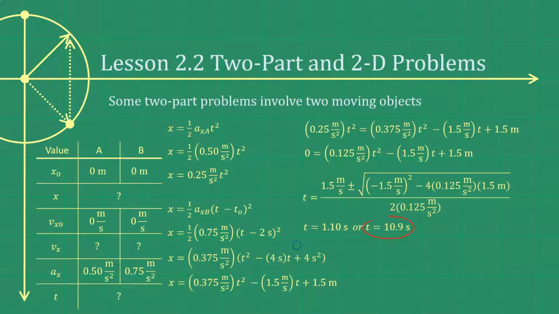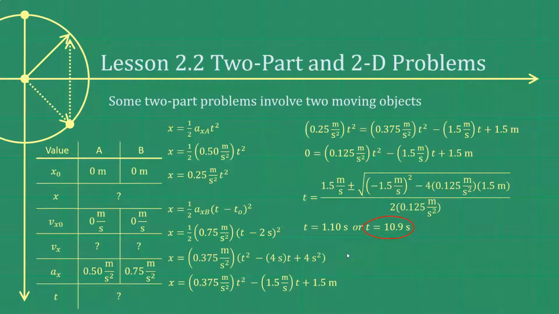Now you probably remember that I had that graph that showed that these two parabolas were going to intersect early and later, and the later point was when both students were actually moving and they were actually passing one another, so that 10.9 seconds value is going to be correct.